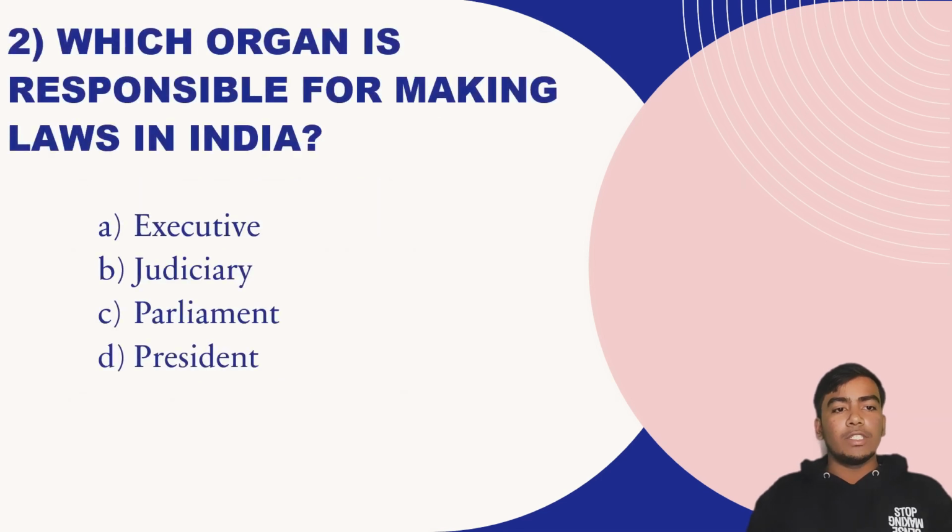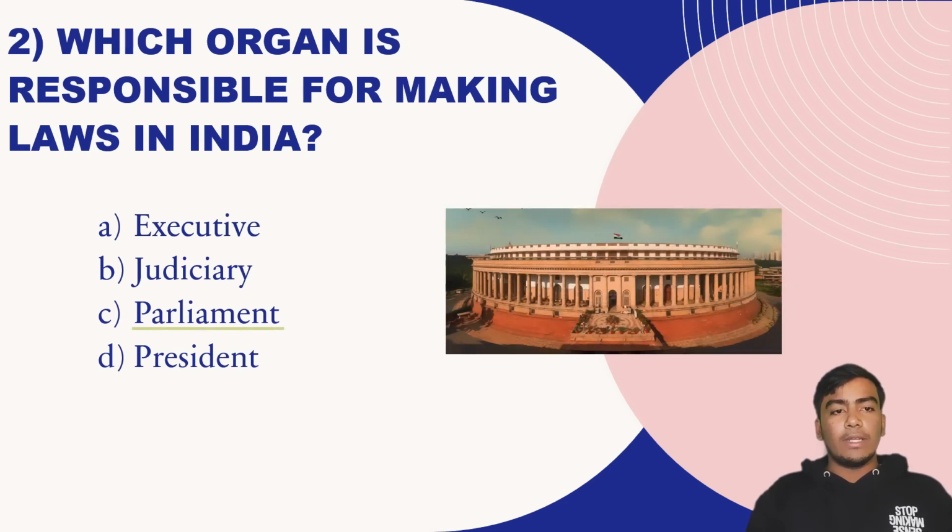The second question is: which organ is responsible for making laws in India? The options are A. Executive, option B. Judiciary, option C. Parliament, option D. President. The correct option is Parliament.